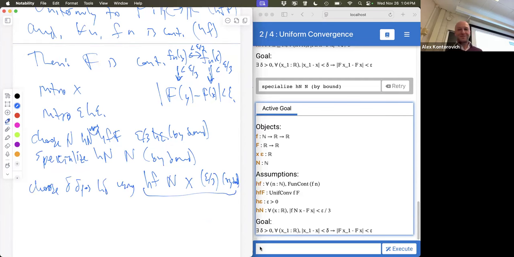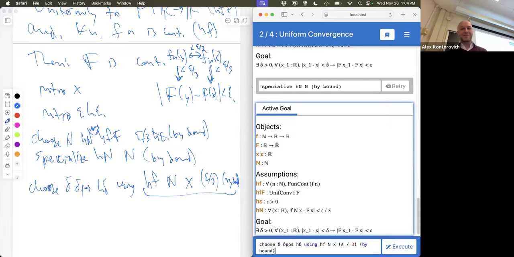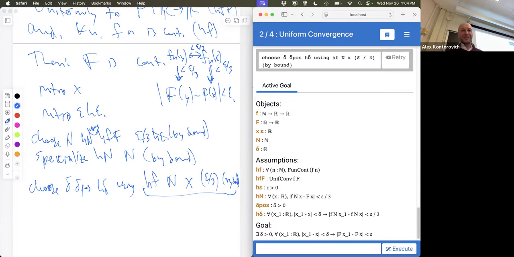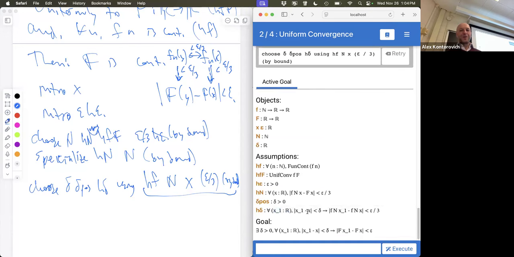Let's do it. Choose delta, delta is positive, and H delta using HF specialized to N. That says the nth function is continuous. It's continuous everywhere. Where do we care? We care about x. Fine, it's continuous at x. That means no matter what precision you give me, what precision do we want to give? Epsilon over 3. And why is that positive? By bound. Then there exists a delta so that for all y within delta of x, the distance is bounded by epsilon over 3. Cool?